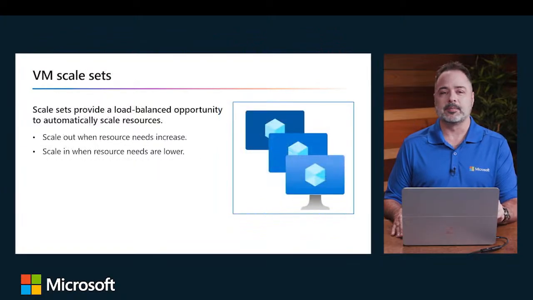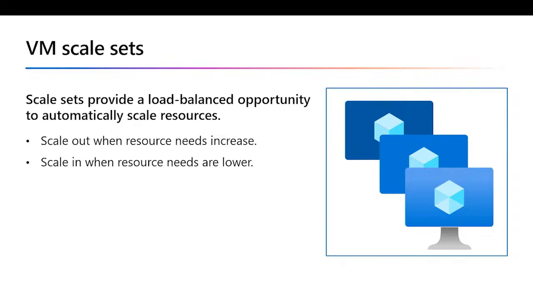running production workloads. Azure Virtual Machine scale sets provide a load balanced version of multiple virtual machines that can automatically scale in or out whenever needed. So when resources need to increase, the scale sets can scale out, adding more virtual machines to handle the additional load. Conversely, when the resource needs are lower, the scale sets can scale in, reducing the number of virtual machines, which in turn helps save on costs. This dynamic scaling ensures that your applications have the necessary resources to perform optimally while maintaining cost efficiency.